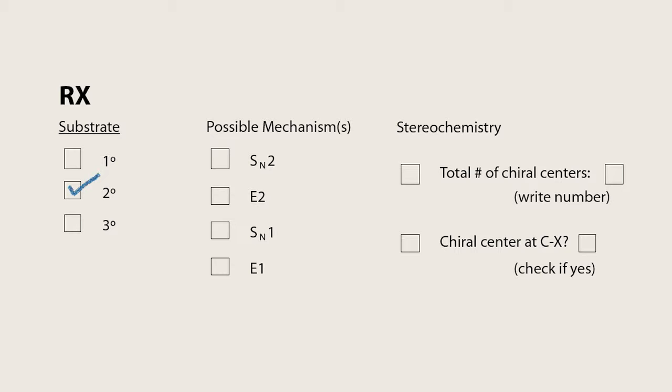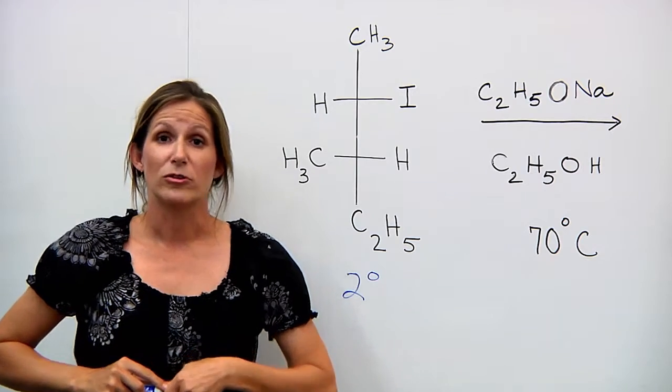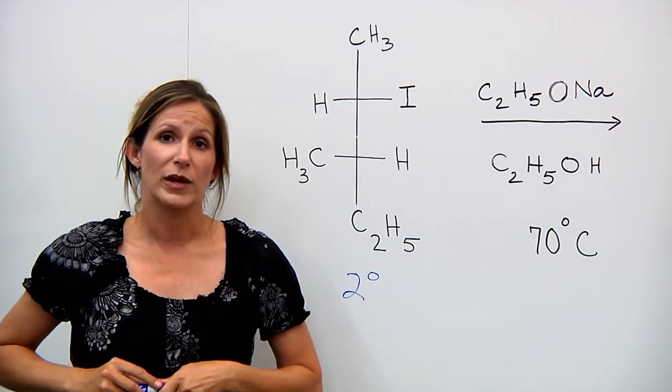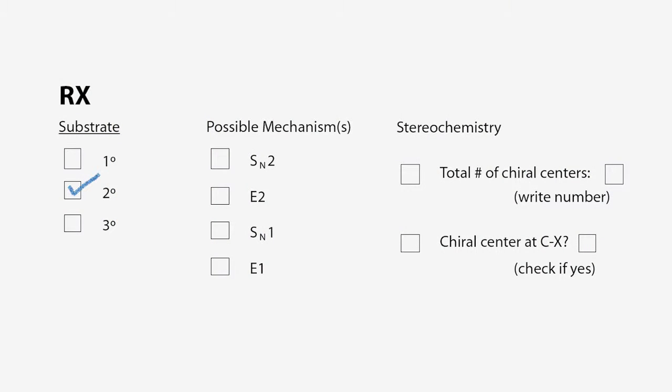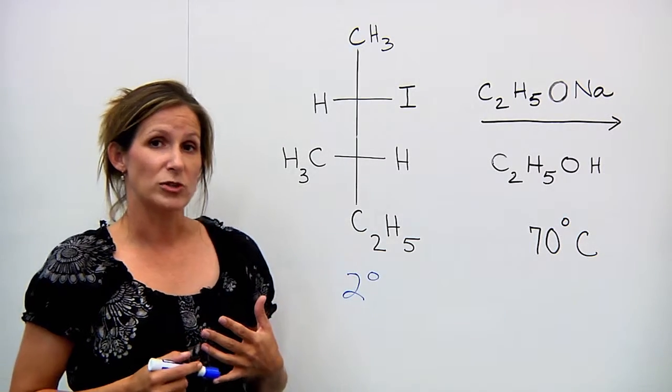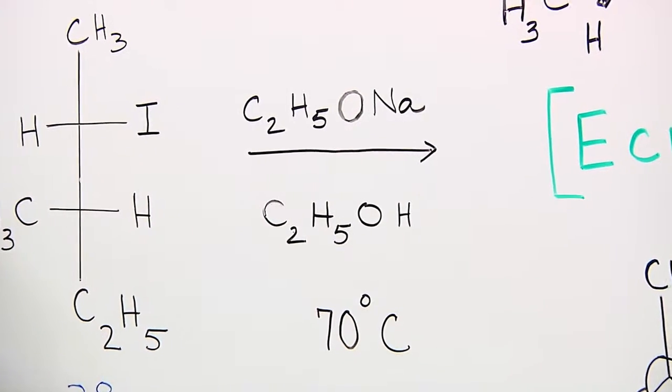Go ahead and write that down. Because we know that secondary alkyl halides prefer either SN2 or E2 mechanisms, we can go ahead and select those two options now. To be able to determine most likely between those two, we would go to the second step of our strategy, which would be to identify characteristics of our reagents.